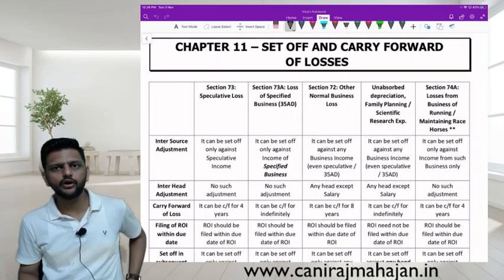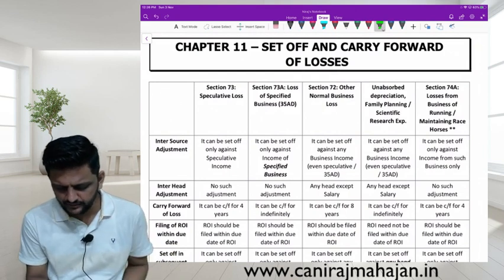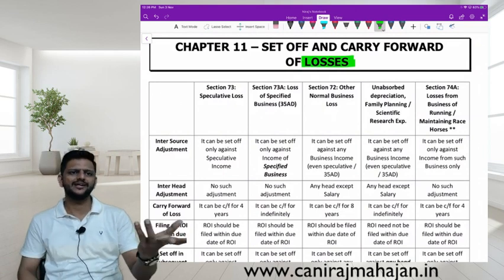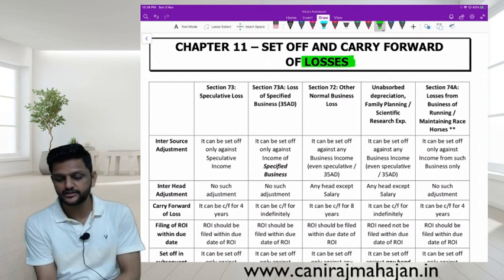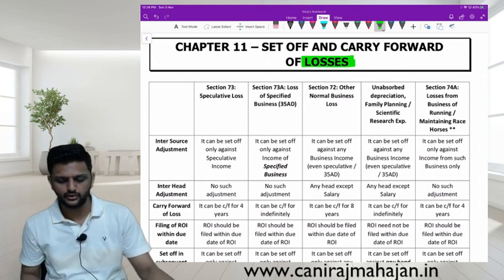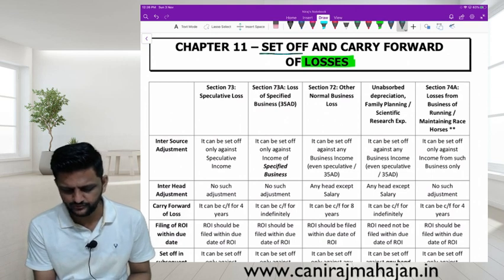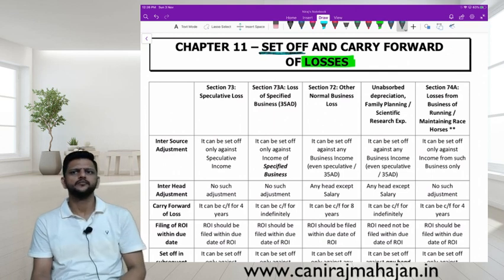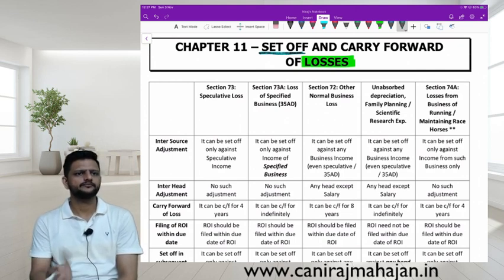Set off and carry forward of losses. Your earlier chapter had the name of what? Clubbing of income as well as losses. So you can mix or merge the income or losses, but this mainly is about only losses. What do you mean by set off? Set off what? HP. Yes.